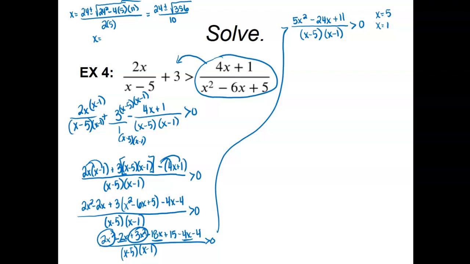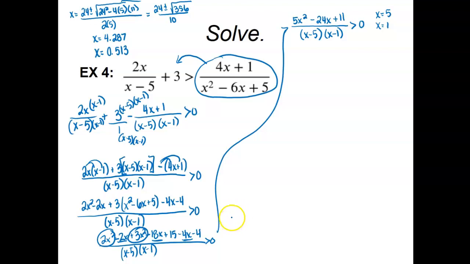And I'm just going to use the calculator to get decimals for this. So 24 plus the square root of 356 divided by 10 is going to give you 4.287. I'm going to keep 3 decimals there. And then if I do the minus, 24 minus the square root of 356 divided by 10 is going to give you 0.513 here. So these values also have to go on your number line.